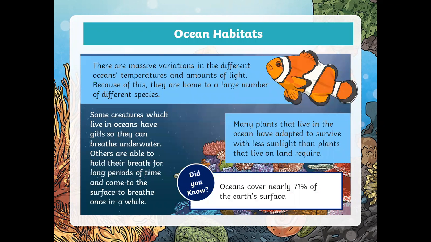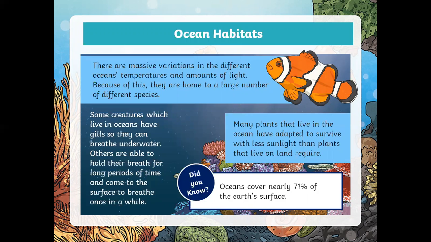There are massive variations in the different ocean temperatures and the amount of light that they receive. We know that sunlight cannot reach the deep, dark parts of the ocean. But even then, some oceans do not get enough sunlight because some of them might be covered in ice or because of some other reasons. Because of this, they're home to a large number of species. The types of creatures that inhabit the different oceans are different based on their temperature and the amount of light that they receive.